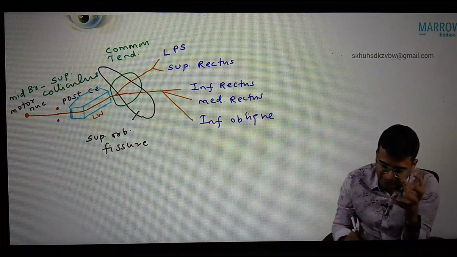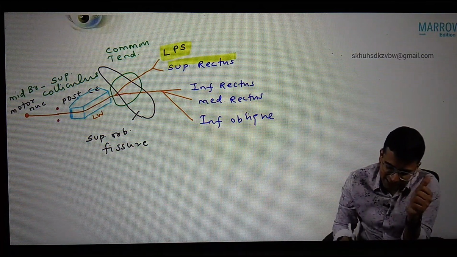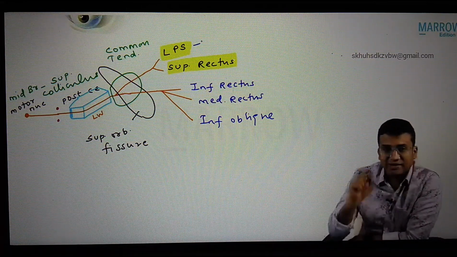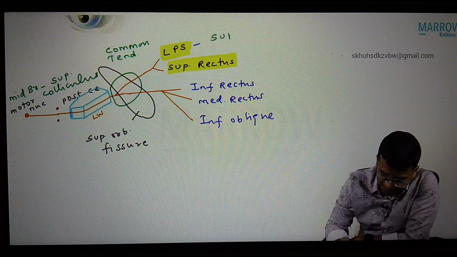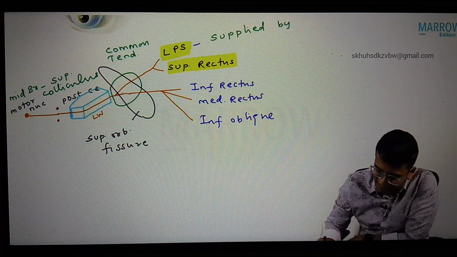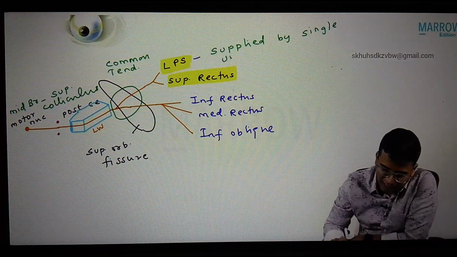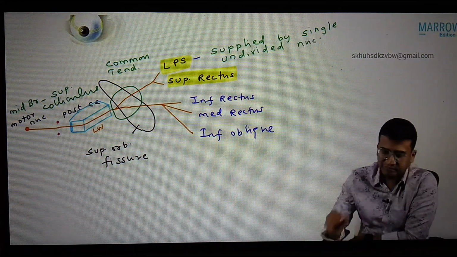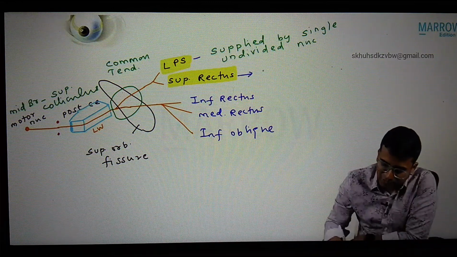Now we have some special features for the LPS muscle and the superior rectus muscle. The LPS muscle is supplied by a single undivided nucleus. Similarly, the superior rectus is supplied by the contralateral nucleus.